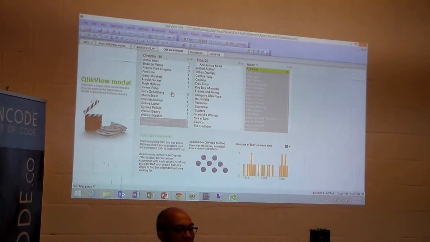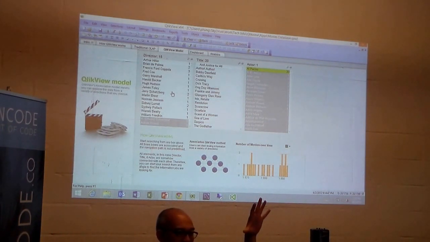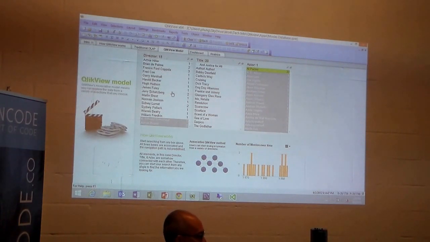So the point here is that the associative property is that you can ask a question from anywhere. It doesn't have to be, like in this example, director to title to actor. Otherwise, if you want to know more about Al Pacino, you have to go back and do another query. No. You just click on it, and it associates the right movies, the right title to the right director to him, and so on. That's an example of what I mean by the associative property.